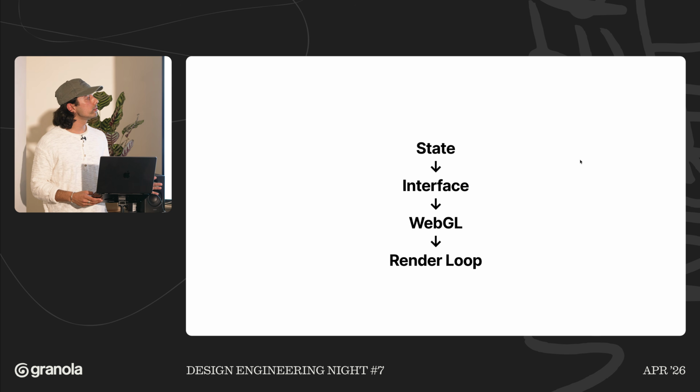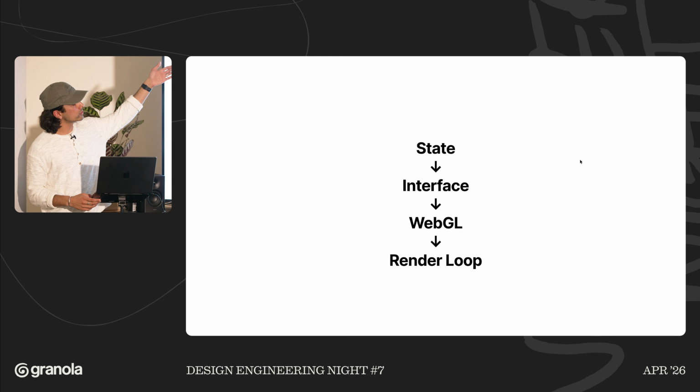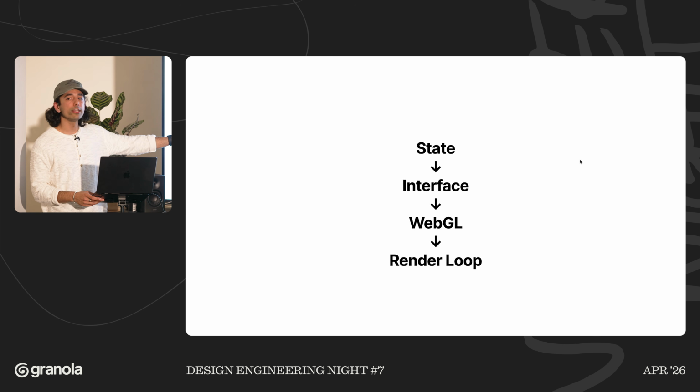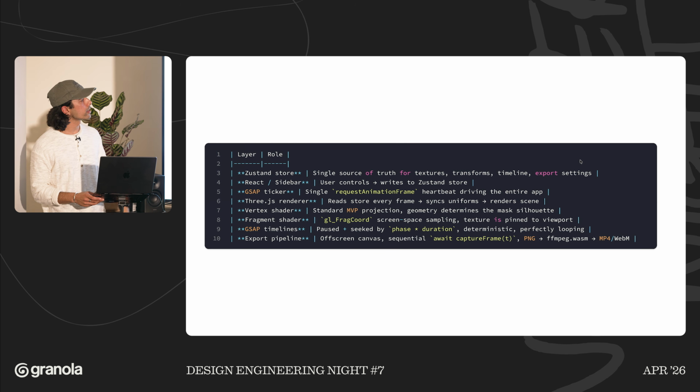At a top level, there's really 4 levels to how I think about making something like this. It starts with state, then you've got your interface layer, the WebGL layer, and then the render loop, which is also how we do the exporting. This is a more granular breakdown of exactly what we're doing in the tool. There's a Zustand store, our single source of truth. We actually don't get React to touch any of the WebGL. It goes up into the state, and then our WebGL layer reads from that state.